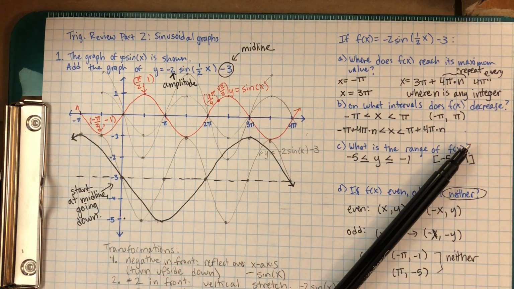Cosine is even, and cosine remains even if you add or subtract a number to the end. What that means is if you change the sign of x, you change it from a positive to a negative or negative to positive, you will get the same y value and not the opposite or negative. Okay.